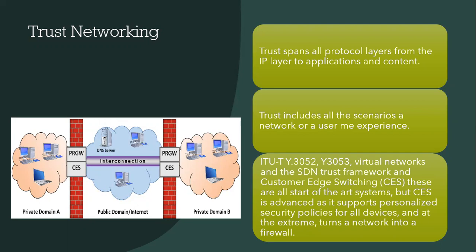It's also protected against attacks that are related to the physical layer. And that can involve eavesdropping, jamming, spoofing, and man in the middle attacks. And there are other attacks as well that can happen in the physical layer. So trust includes all the scenarios a network or a user might experience.